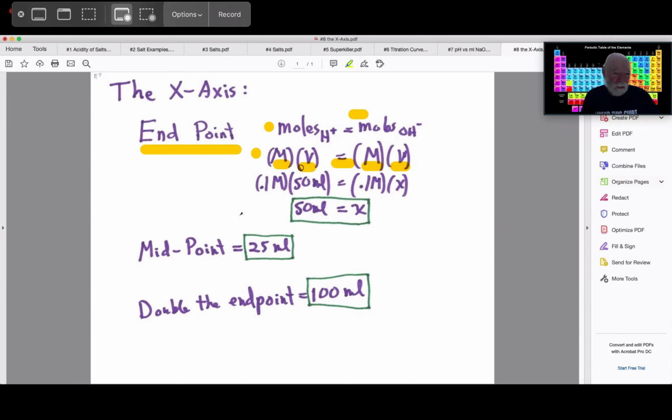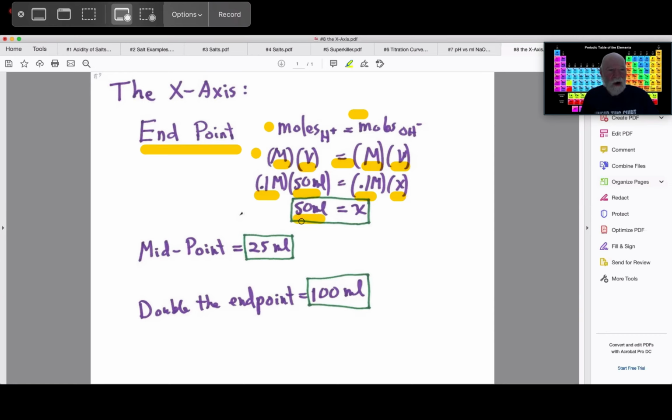When this equality is true, that's when the moles of acid and base are equal to each other, and that's called the endpoint. With the numbers we have, the molarity of the acid is 10th molar, and you're going to have 50 milliliters of it, so that was in the flask. Now, we're dribbling in 10th molar of base, and X represents the volume of base that will be needed to reach the endpoint to neutralize all the acid. Now notice I picked pretty nice numbers. You can almost eyeball this. 0.1 times 50 equals 0.1 times 50. So 50 milliliters will be the endpoint.